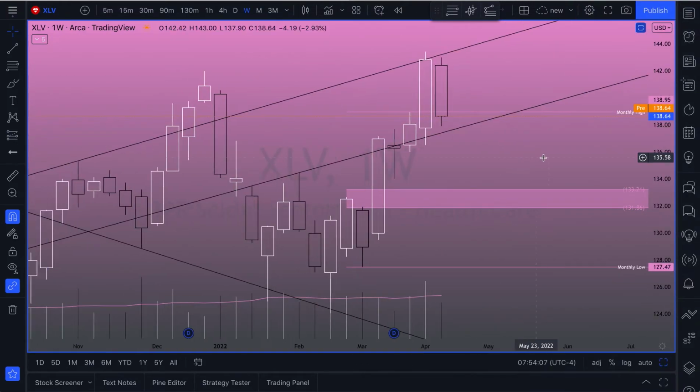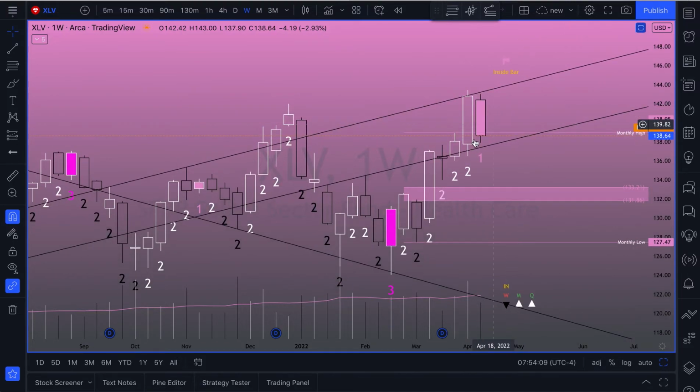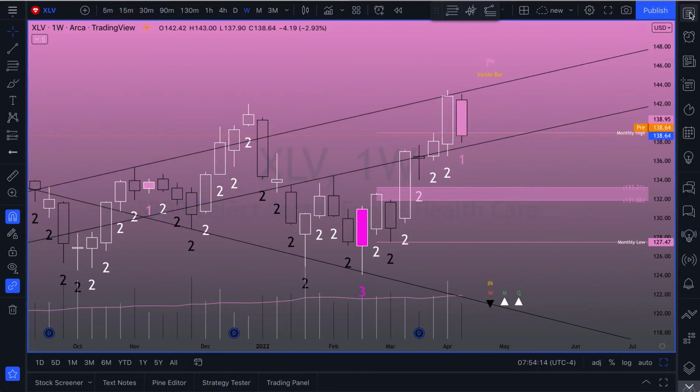XLV, healthcare. Healthcare 2-1-2 down potentially. Reversal vibes here on XLV.